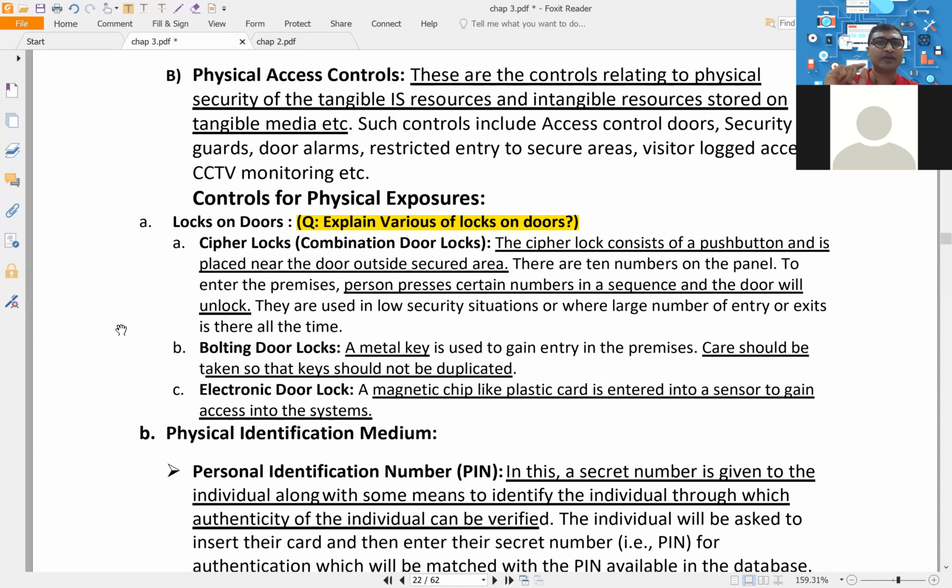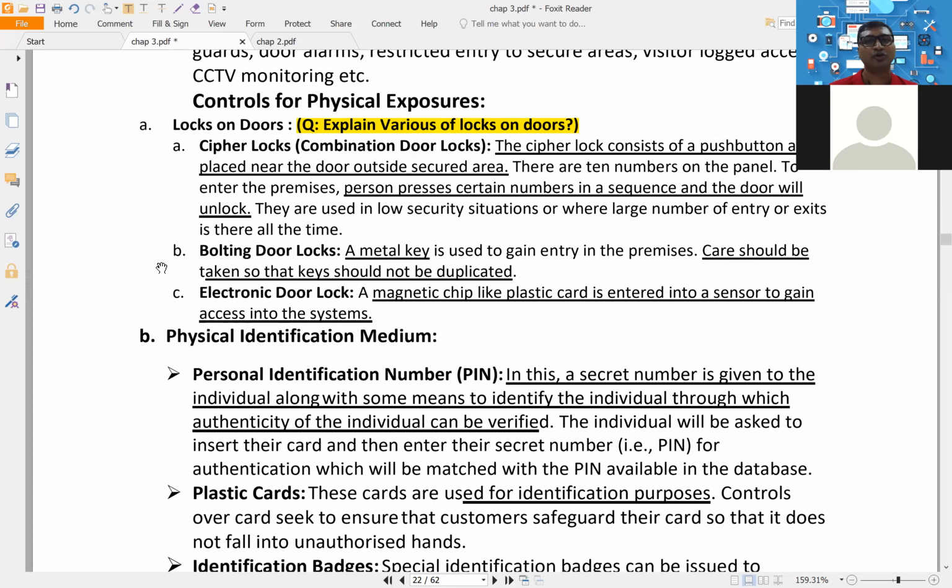If you remember, I told you one important thing. If you want to protect your data, your system, your resources from human beings, then physical access control. If you want to protect your data from technical human beings, then logical access control. Remember such kind of explanations. And if you want to protect your data from an act of God, that is known as environmental control. When you talk about physical access control, again, normally the most important thing is always locks on doors.